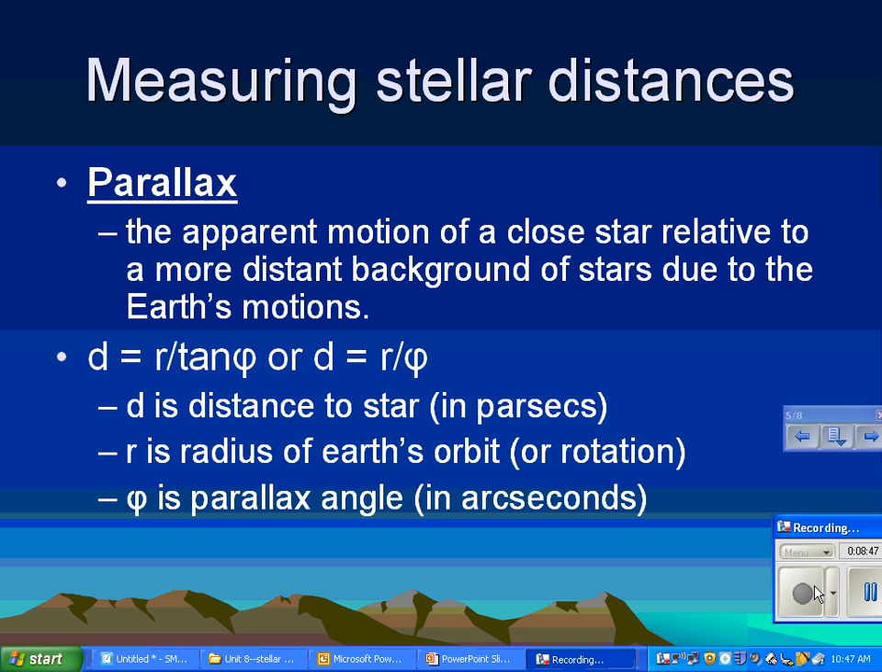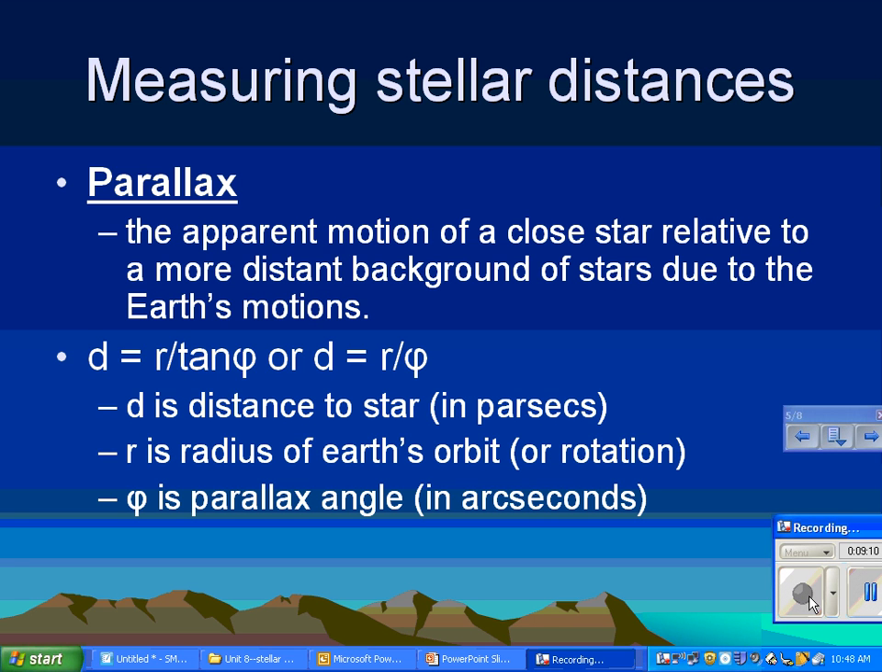But here's the trick. In order for that tangent to disappear, we're going to be measuring that parallax angle in arc seconds, in 3600ths of a degree, okay? Because 1 minute is a 60th of a degree, 1 second is a 60th of a minute. So 1 arc second is 1 3600th of a degree. It's a very, very small angle.